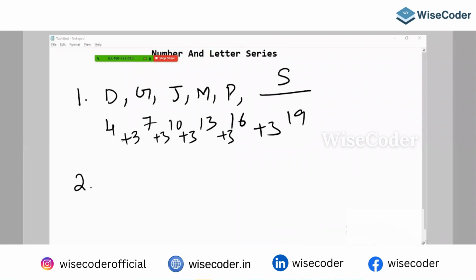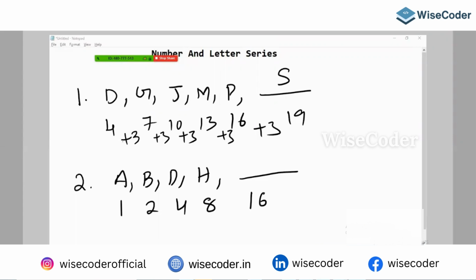Let's look at the next one. If this is a series, what is the answer? First and foremost, write the place positions. A is position 1, B is 2, D is 4, H is 8. Look here: times 2, times 2, times 2. So 8 is multiplied by 2, and the next must be 16. What is the 16th letter? P. If you know the place positions in your mind, the moment you see 16, you say P.